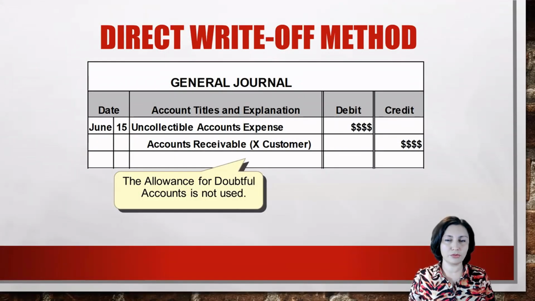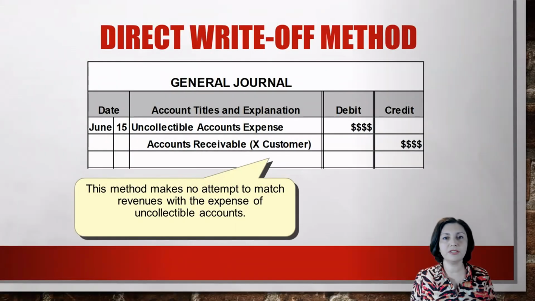Let's also look at the direct write-off method. When the direct write-off method is used, customers' accounts receivable are written off to uncollectible accounts expense. At the time, we learned that the customer will not be able to pay the amount owed. The uncollectible account expense is debited and the accounts receivable for a specific customer is credited. Note that we don't use the allowance account because we know which customer didn't pay. Under this method, we don't try to match revenues with the uncollectible accounts expense.